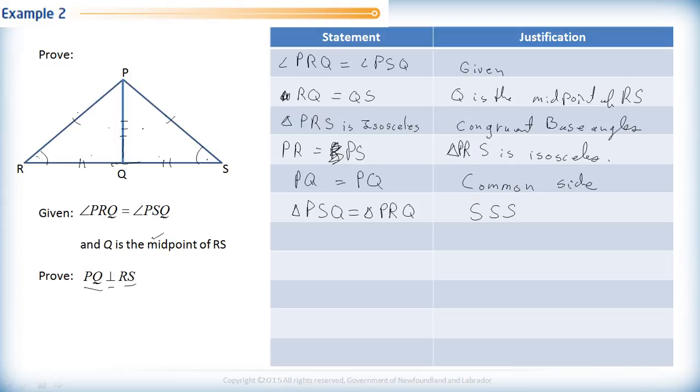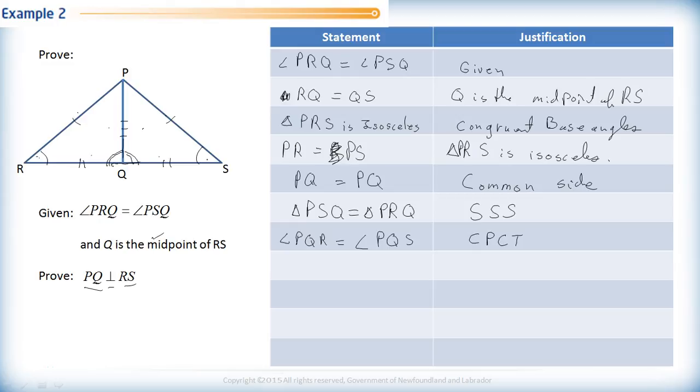All right, so if triangles are congruent, their sides are congruent, and so are their angles. So now I'm going to say that this angle and this angle have to be the same. Okay, so I'm going to say that angle PQR has to be congruent to angle PQS. And that's because those are corresponding parts of congruent triangles. Okay, so we've got that.